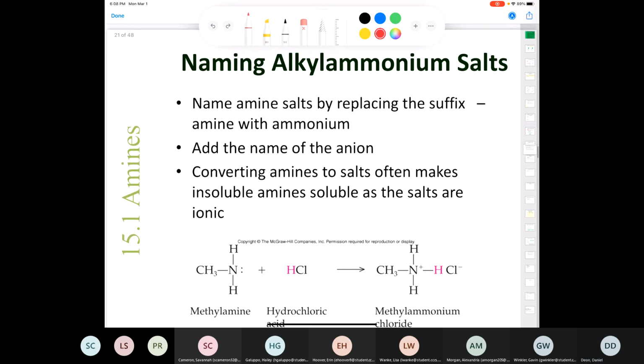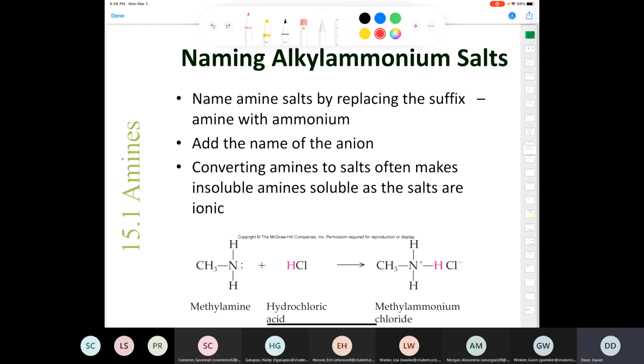Anyhow, naming an alkyl ammonium salt, we name those alkyl ammonium salts that we've seen on the last couple of slides by replacing the suffix amine with ammonium.